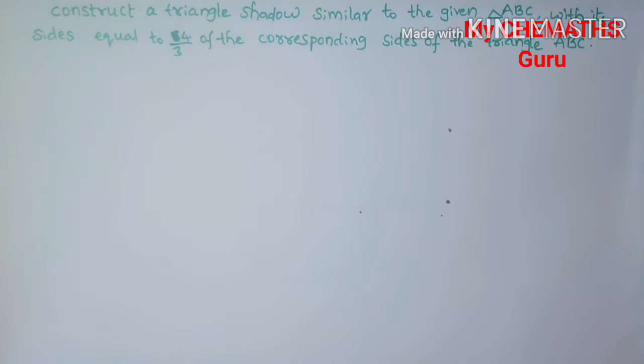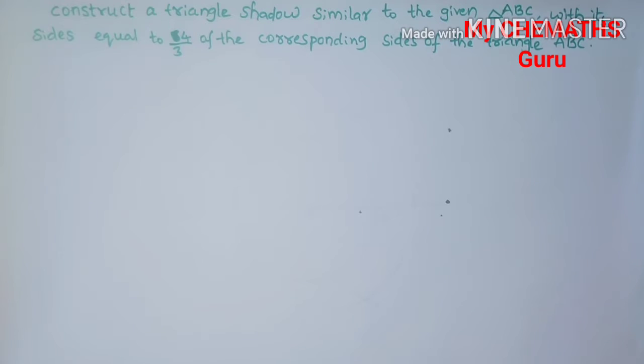Welcome to Similar Triangles Part 2. Similar Triangles Constructions. In this class we will talk about construction of a triangle similar to the given triangle ABC with its sides equal to 4/3 of the corresponding sides of the triangle ABC.